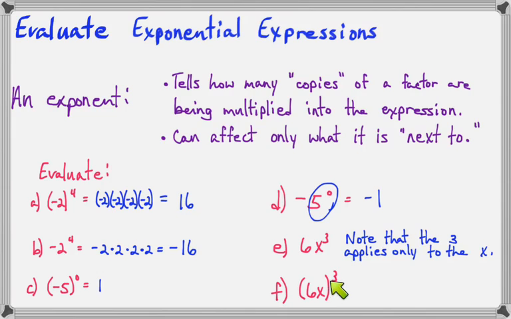However, on this problem, part F, the 3 is outside. That means that the 3 applies to everything inside the parentheses. So we're going to get 6x times 6x times 6x, which is 216 times x to the 3rd.